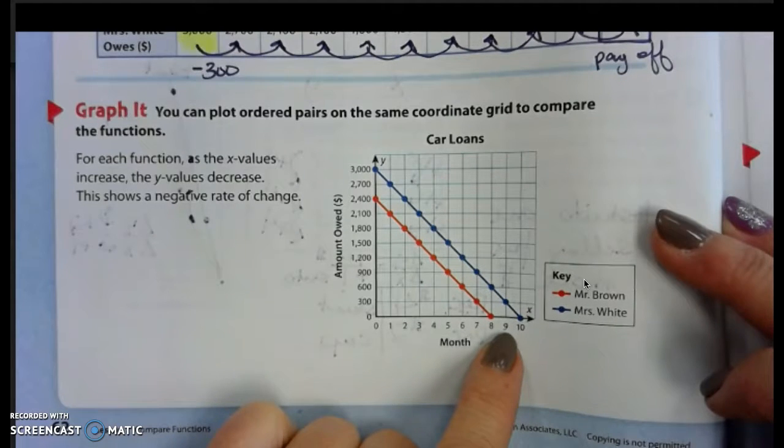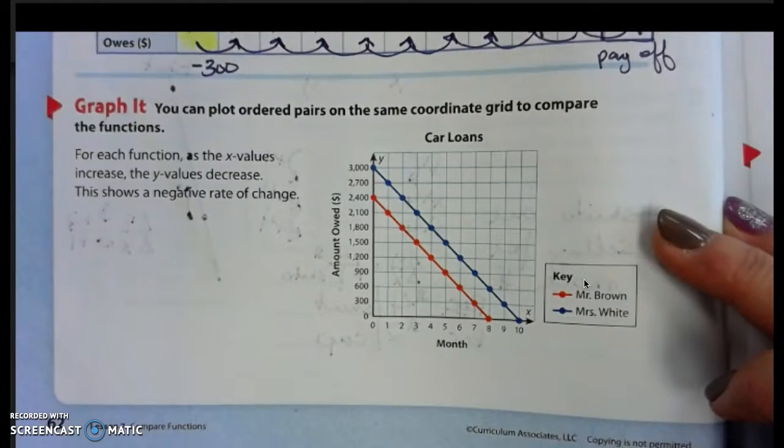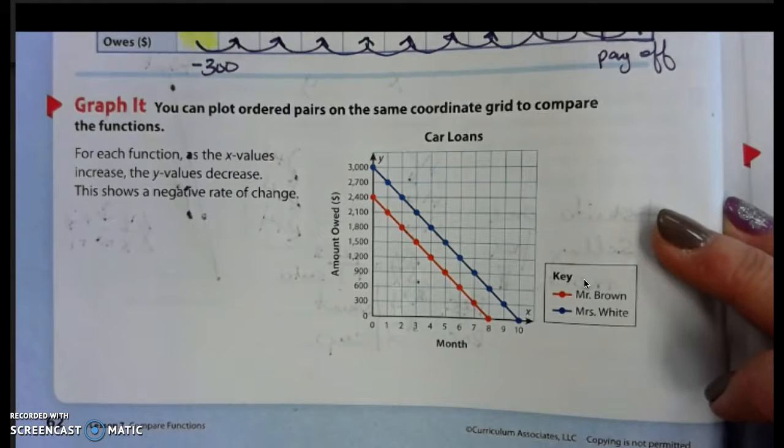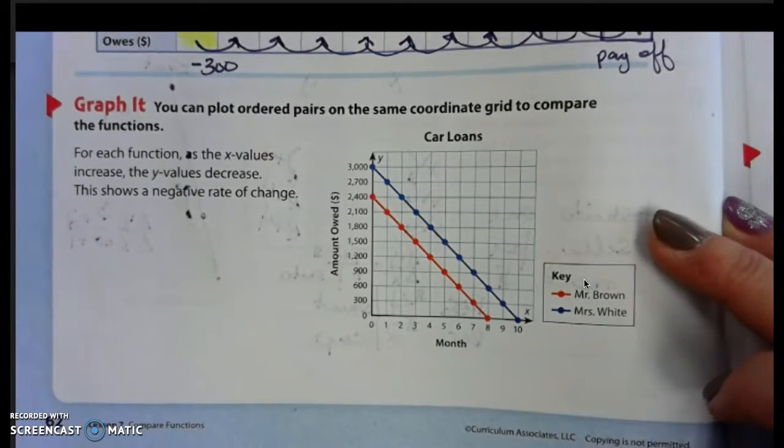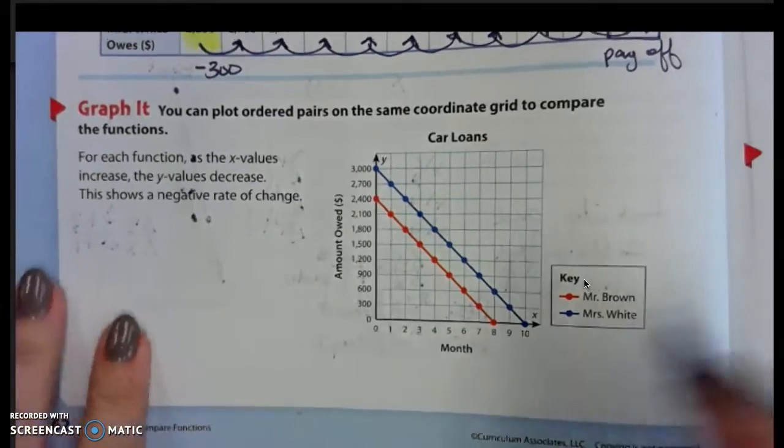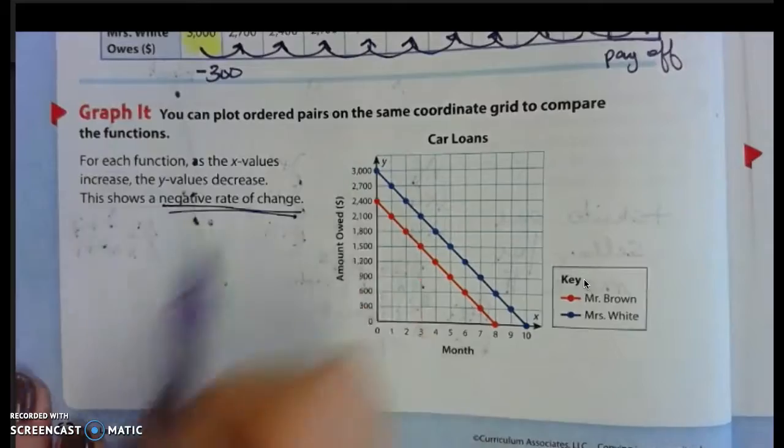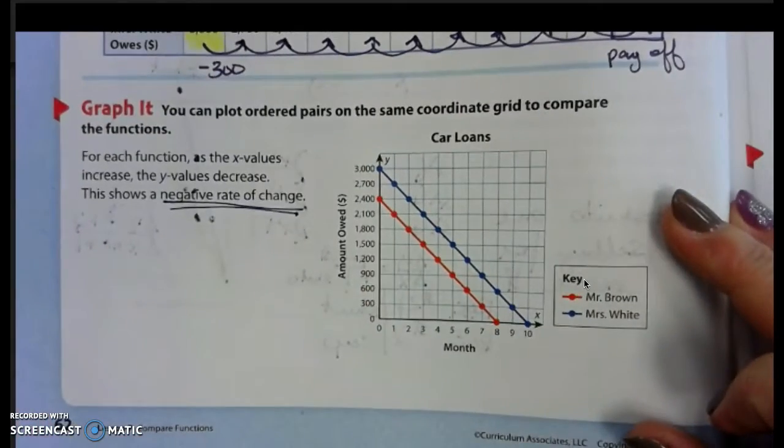Now, this is a decreasing rate of change. Notice how those graphs are decreasing as you read from left to right. Okay, the lines are running downhill. That's where they're talking here about the negative rate of change.